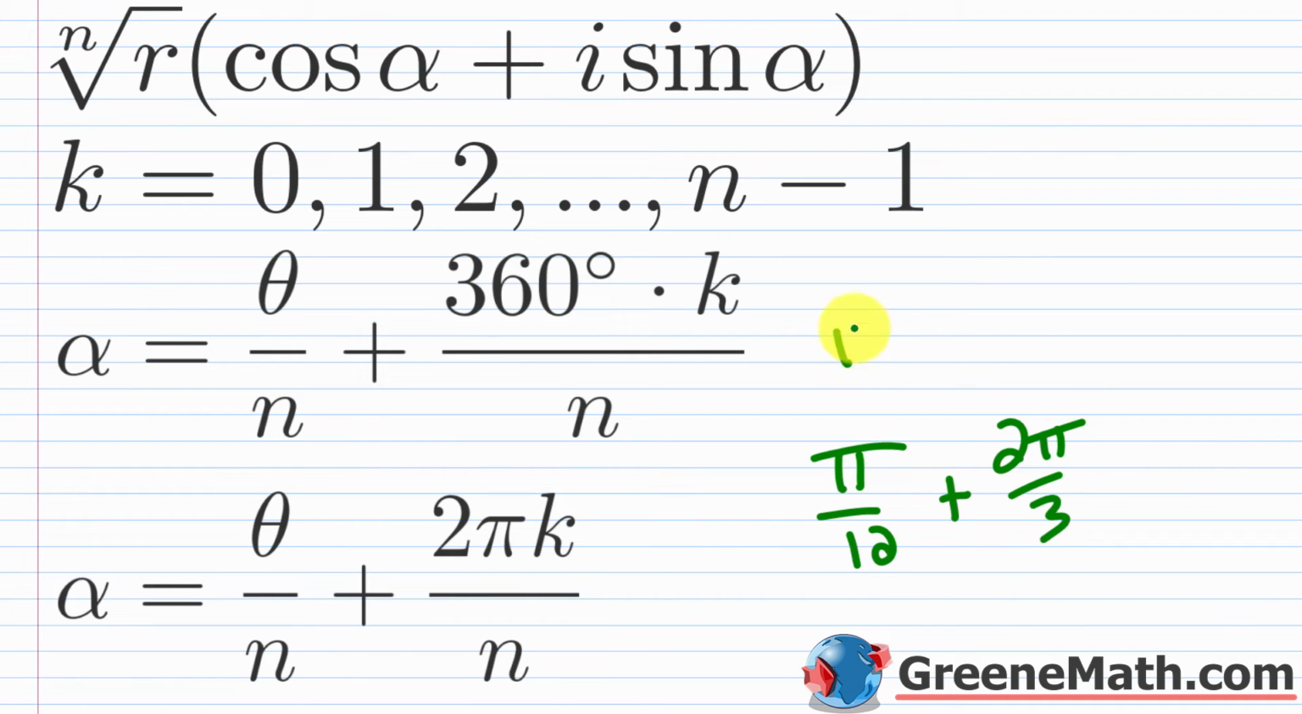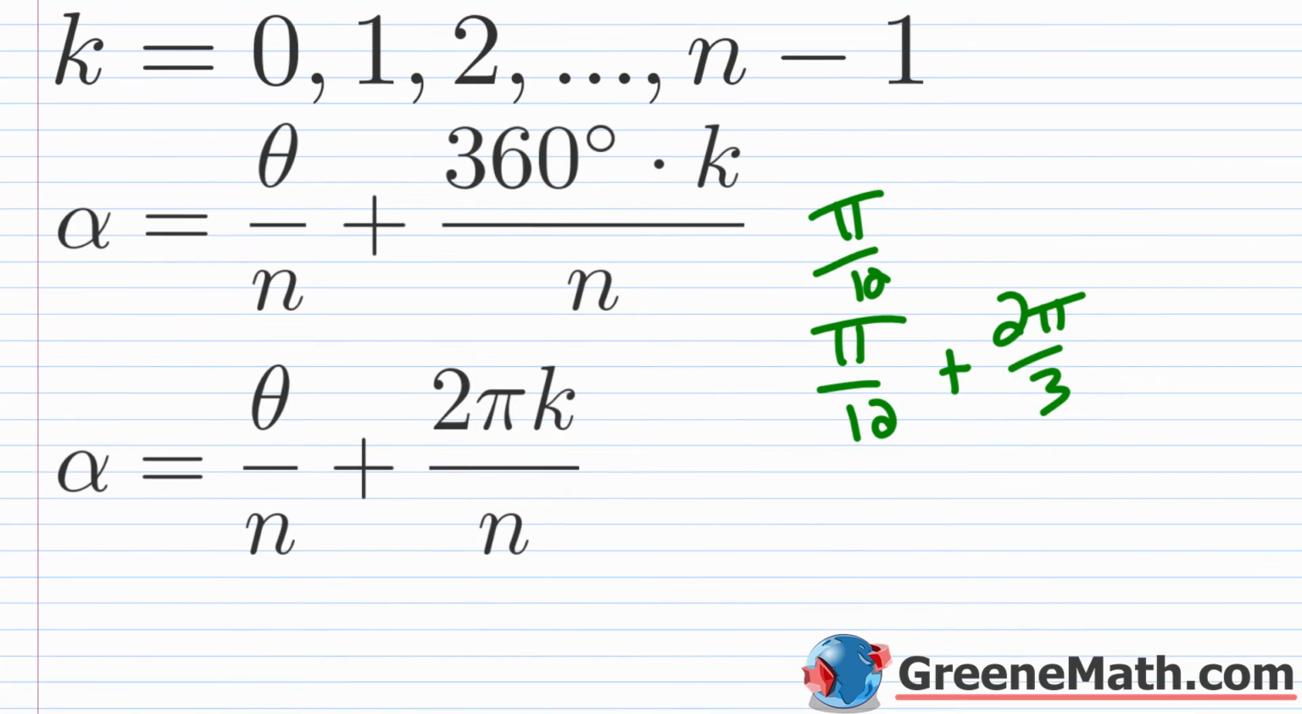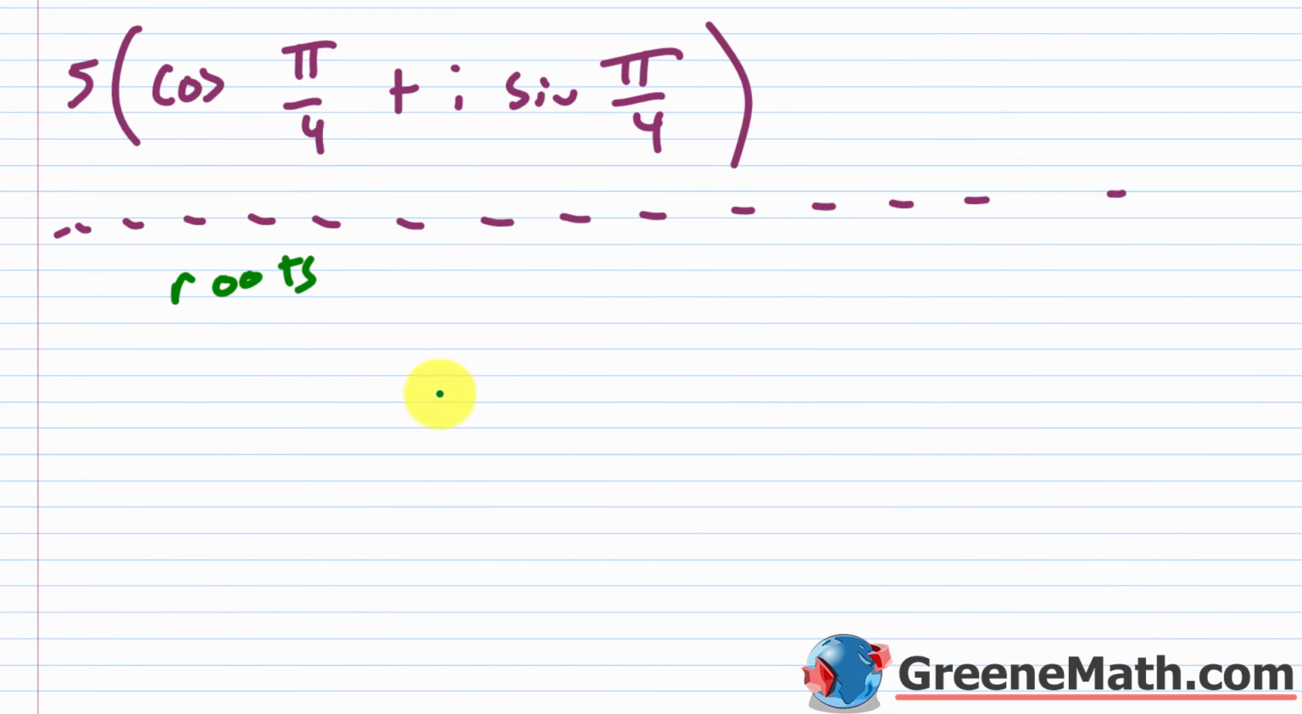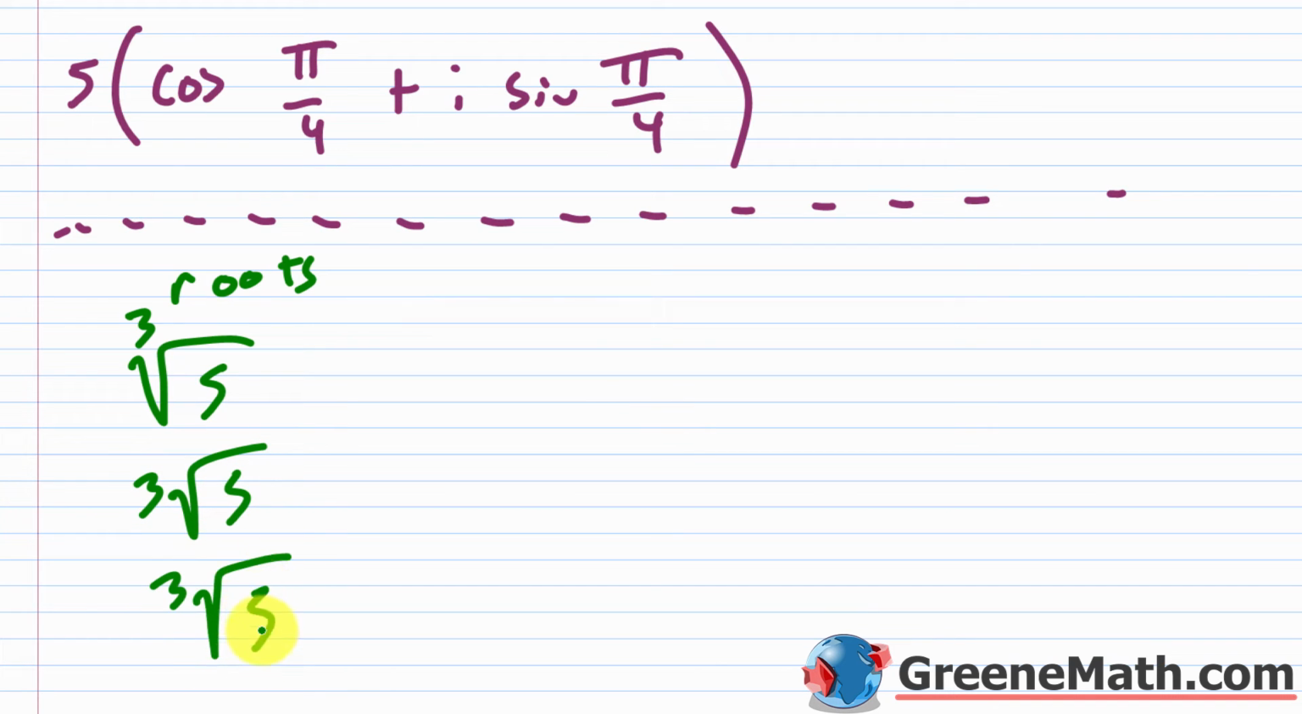Let me actually do this now. So you're going to have pi over 12. Then you're going to have pi over 12 plus 2 pi over 3. And then the next one is going to be pi over 12 plus 2 pi times 2 over 3, so 4 pi over 3. Let me come down here. So this would be the cube root of 5, this would be the cube root of 5, and this would be the cube root of 5.